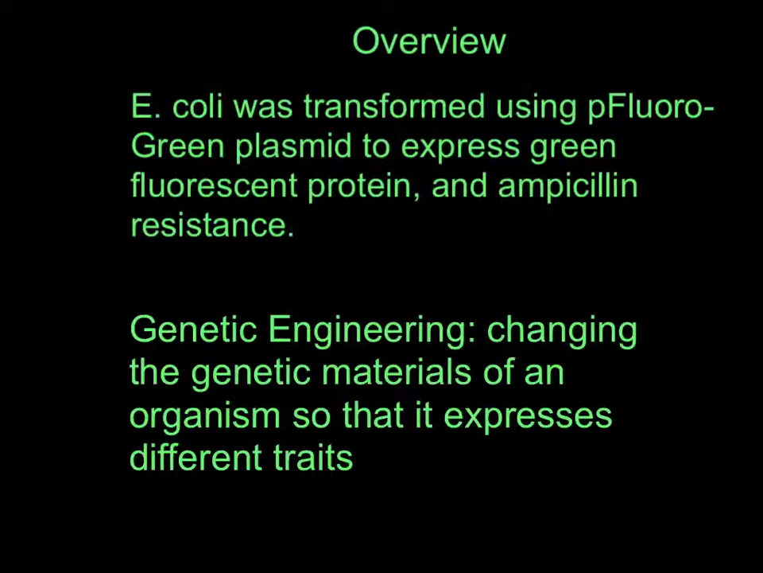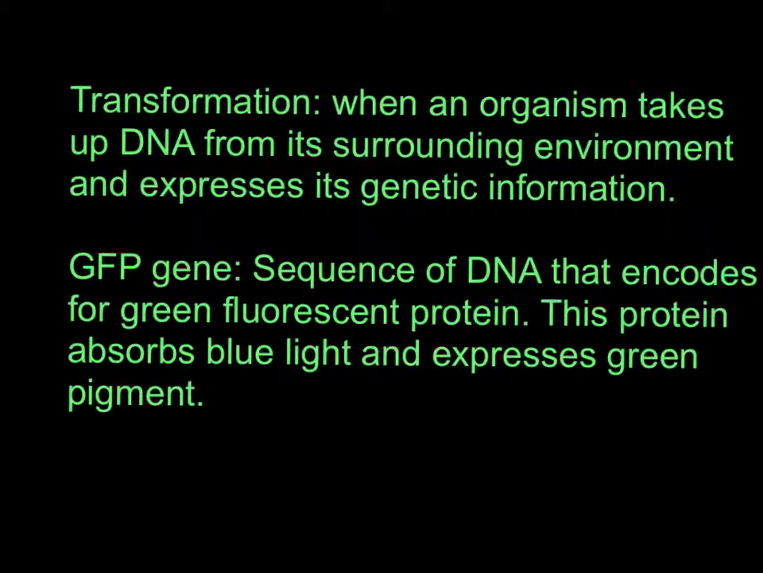Genetic engineering is changing the genetic material of an organism so that it expresses different traits. One way that this could be done is through transformation. Transformation is when an organism takes up DNA from its surrounding environment and expresses its genetic information. This occurs naturally, or it could be done in the lab. For E. coli, it doesn't usually occur in nature. However, we were able to manipulate it so we were able to get that transformation.